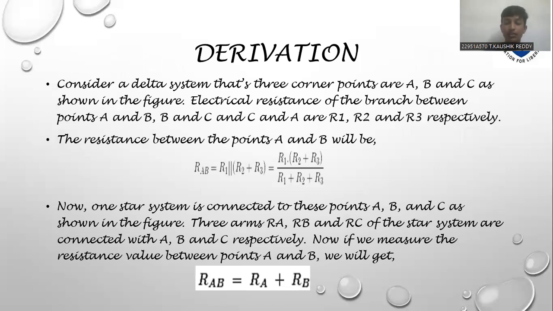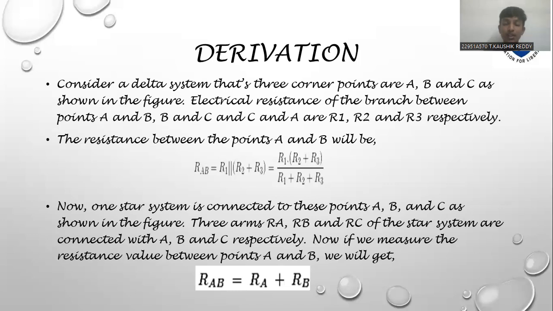So here is a derivation for the formulas. Consider a delta system whose three corner points are A, B, and C, as shown in the figure. The resistance between A and B is R1, between B and C is R2, and between C and A is R3 respectively. The resistance between points A and B will be RAB is equal to R1 in parallel with R2 plus R3, which is R1 into R2 plus R3 by R1 plus R2 plus R3.